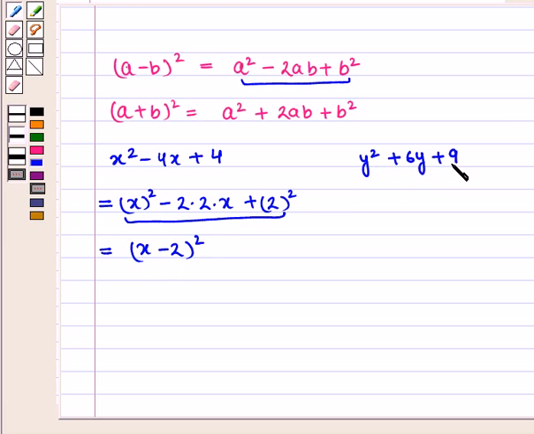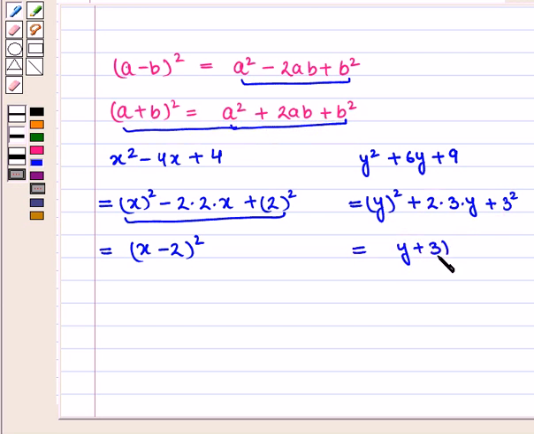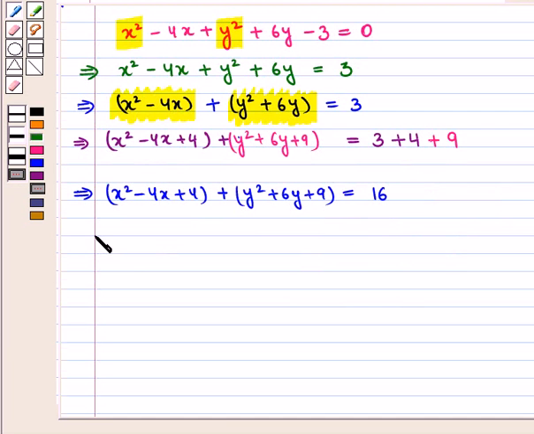Similarly, we can write y square plus 6y plus 9 as y whole square plus 2 into 3 into y plus 3 square. And on comparing it with this equation, we can write it as y plus 3 whole square. So we have x minus 2 whole square plus y plus 3 whole square is equal to 16.